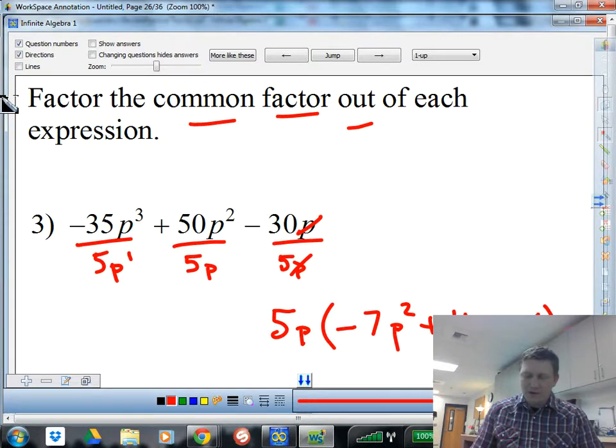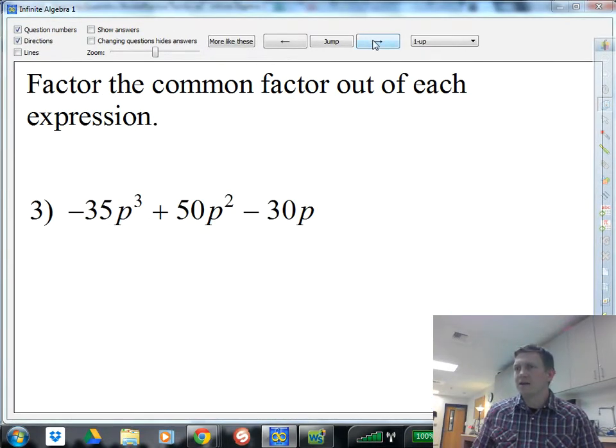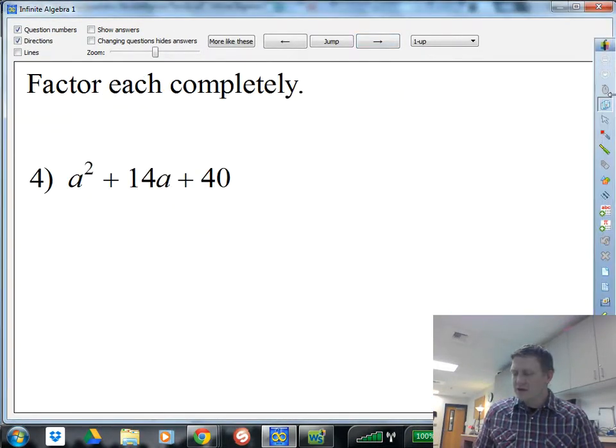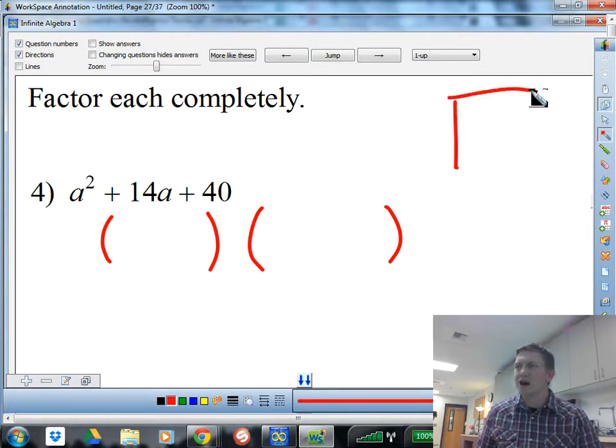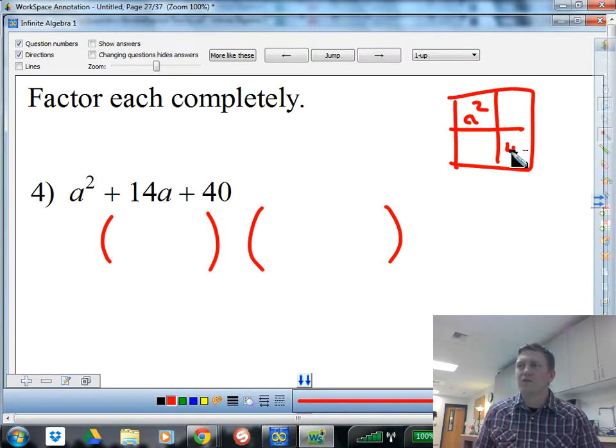All right, number 4. Looks like this. We did this one in class. Remember, you can just take your parentheses right like this. You can also use your box method. If you like to use your box method, you can put an a squared right there. And you can also put a 40 right there. And then you say, well, what times what gives you a squared?